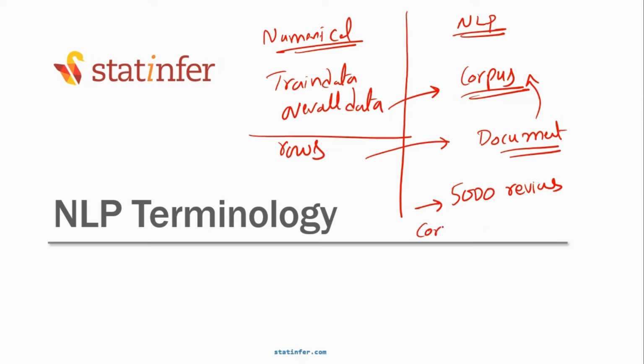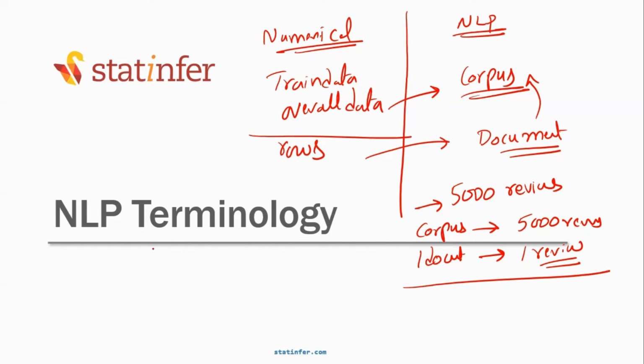What is corpus here? All the 5,000 reviews is the corpus. What is one document here? One review is one document. Yes or no? For example, if I gave you one Word document, in that I gave you 5,000 tweets. I gave you one document only.